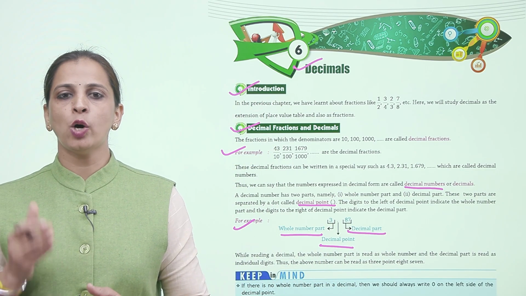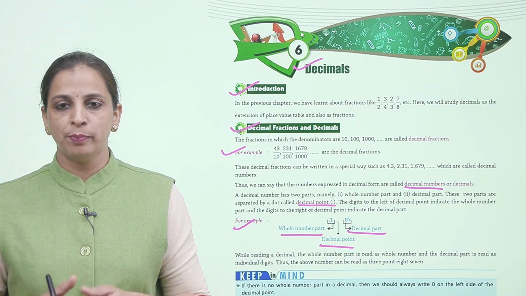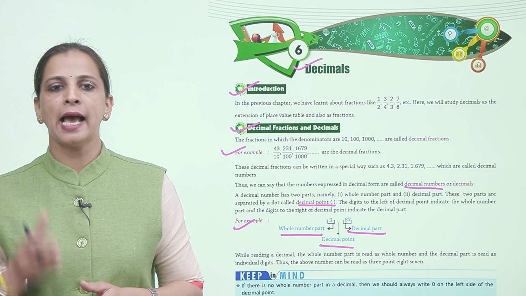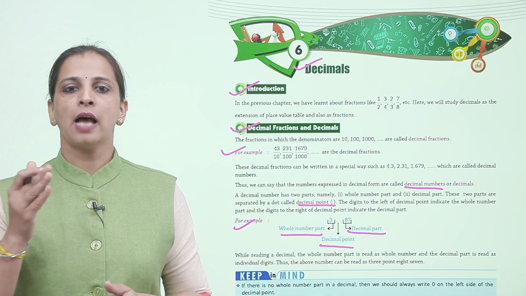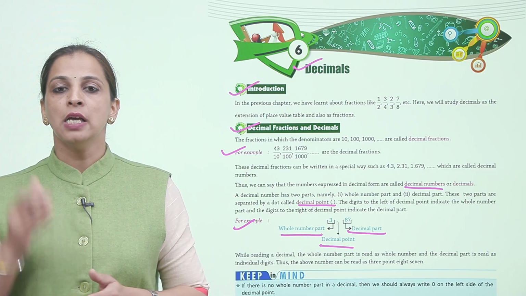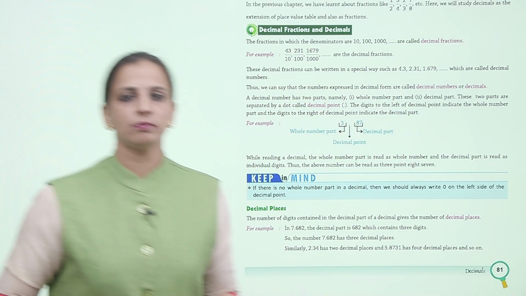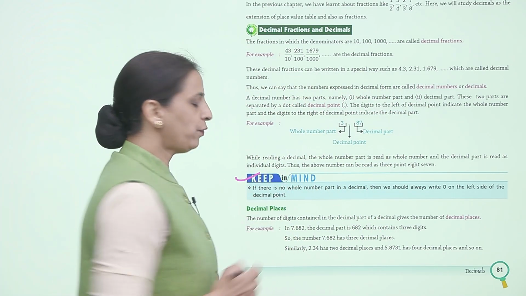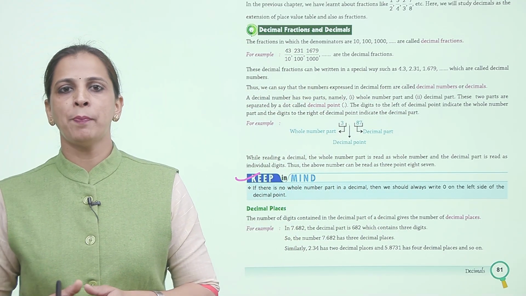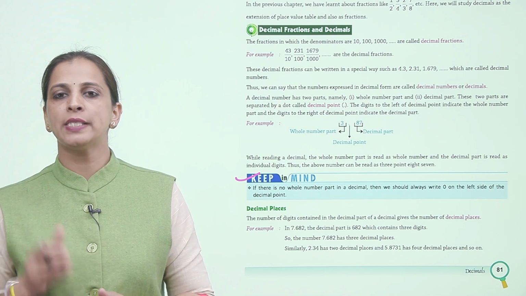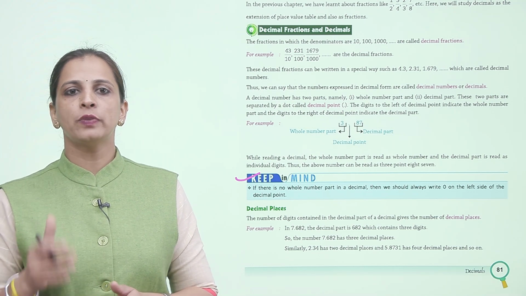While reading a decimal, the whole number part is read as whole numbers and the decimal part is read as individual digits. Thus, the above number can be read as 3.87. Keep in mind, if there is no whole number part in a decimal, then we should always write 0 on the left side of the decimal point.